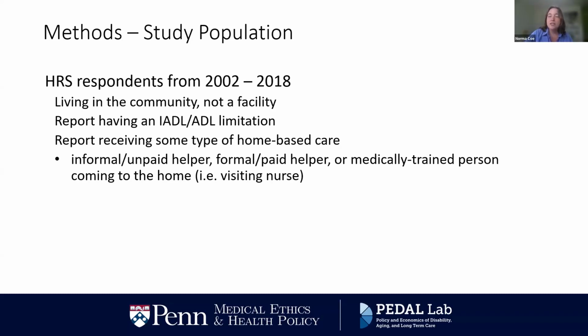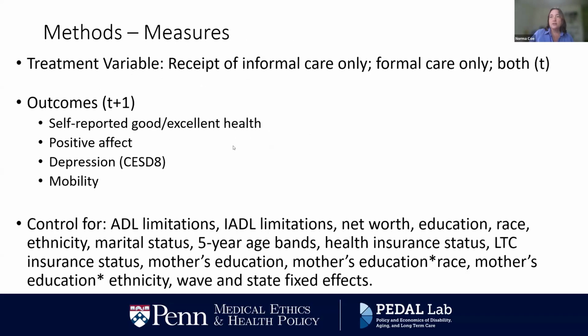So there are different ways in the HRS to identify informal or family care and formal or paid care. First, once you report you're having an ADL or an IADL limitation, they then ask who helps you with it. You can go through the helper file and identify whether or not that person is related to you and whether or not that person is paid. So that's how we differentiate between the informal or unpaid helper and the formal or paid helper. There's another part in the survey where they also ask whether or not a medically trained person has come to your home. We use that in our baseline definition of formal care, but our results are not sensitive to whether or not we drop that part of the definition. And so those are our definitions.